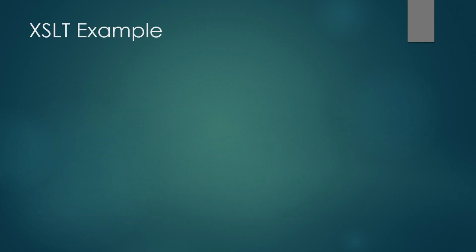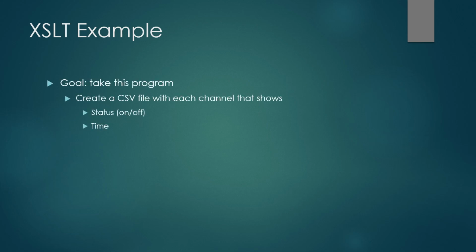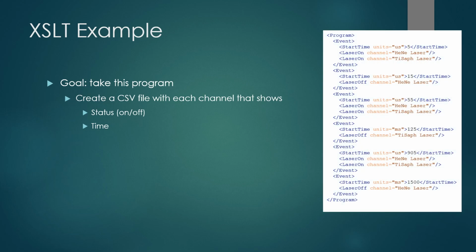We'll see that later. Okay, let's jump into a specific example, and we've got this motivating example that I love using all the time, which is the same basic thing. We have an XML file, and we want to create a CSV out of it. We want to create a CSV that shows the status of a laser turning on and off and the time it occurs. So here's what that XML source file might look like. We saw it a couple of times before. We have programs. Programs have events. Events have times. Events also have actions like laser on, laser off, and those lasers have some sort of identifier, which we call channel.